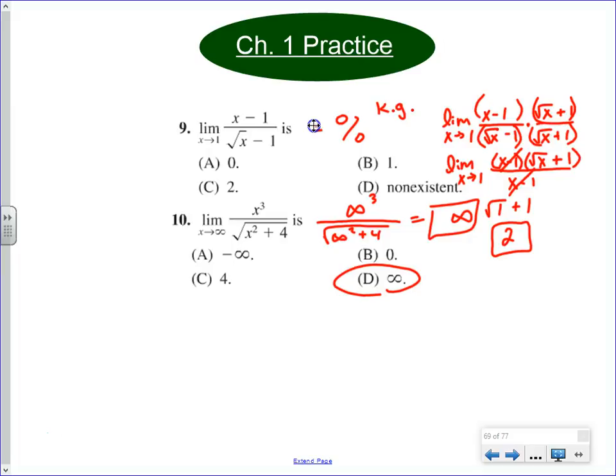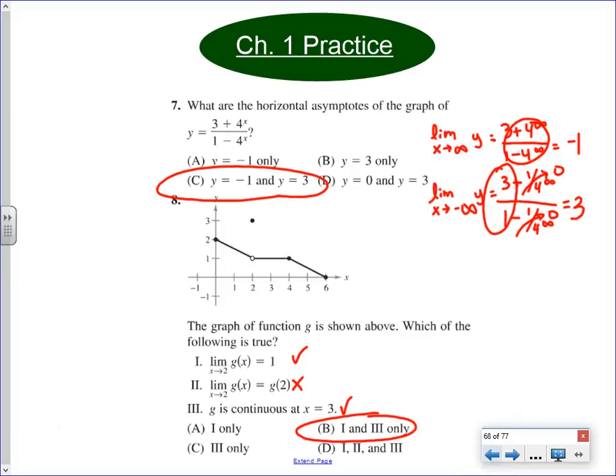At 3, not at 2. I thought the question should have been at 2, but they technically said 3. And at 3, there's no problem. At 2, not continuous at all. I thought it was dumb. They should have said.